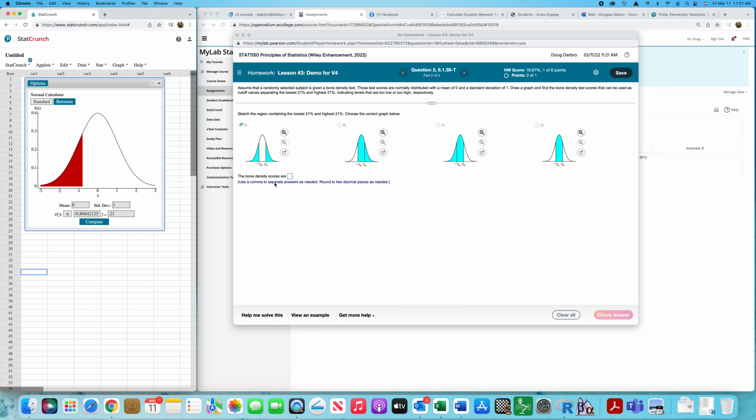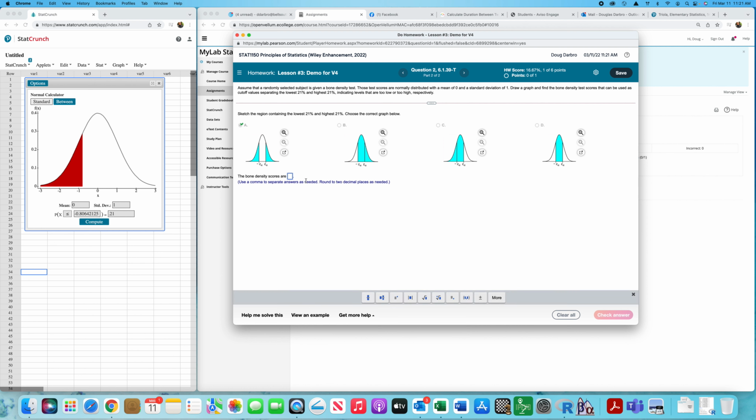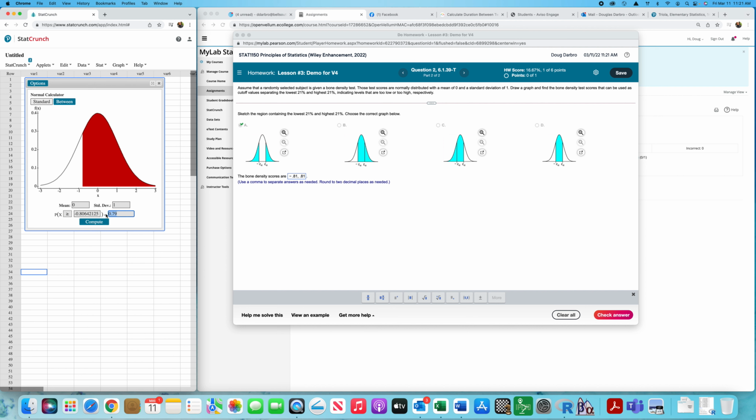What are we, 2 decimal? Okay, so negative 0.81. And of course, the right side is going to be positive 0.81. Now, if you don't see that because of the property of being symmetric, we could just do greater than, put 0.21 at the top of the distribution, and we'll see we get the positive of that.